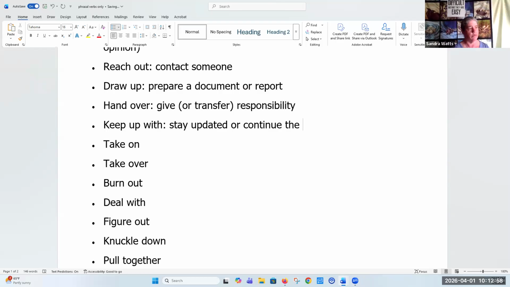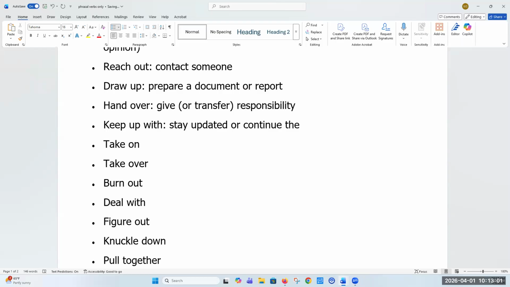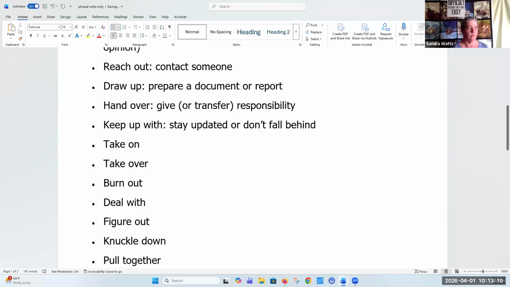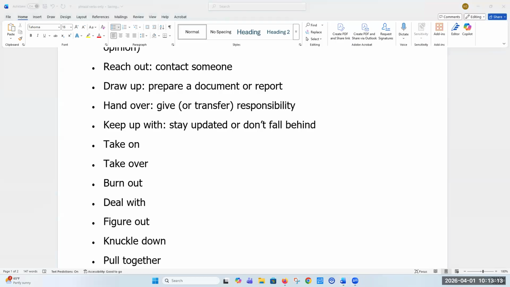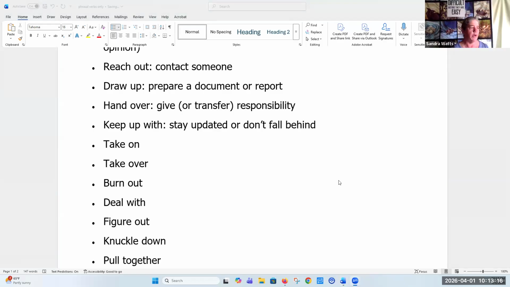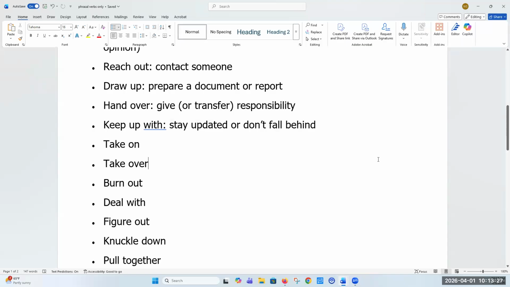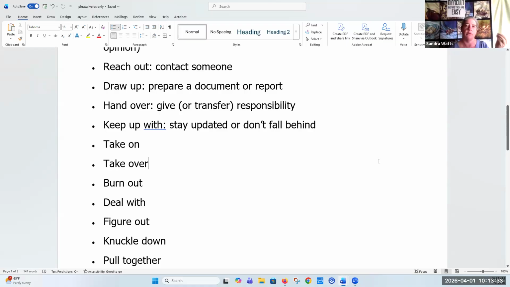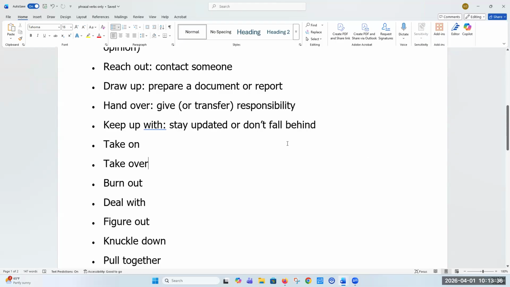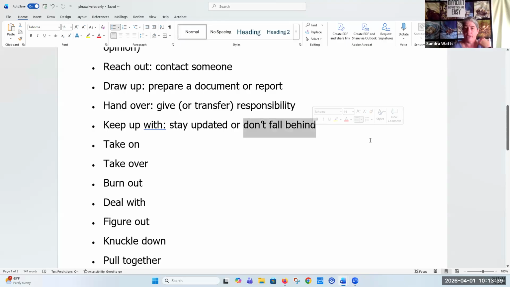Continue the... I don't know how I want to say this. I'm going to say it this way. So keep up with can be stay updated. Okay. So for example, I have to keep up with the rules for teaching online. If they make a new rule for teachers, like how you have to teach online, I need to know that and make sure I'm doing it. Or it could be just don't get behind on your work.